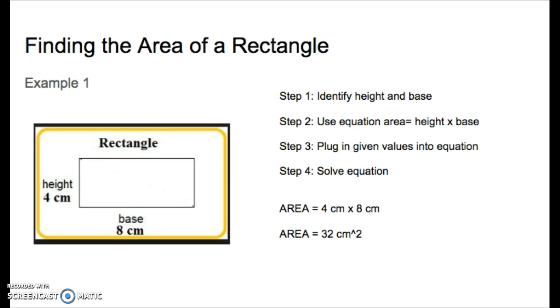For our first example, we have a rectangle. You're going to follow these 4 steps to find the area. Step 1 is you have to identify the height and the base of the rectangle. So here we have the height at 4 centimeters, the base at 8 centimeters. Then we're going to use the equation area equals height times base, or width times height, the same thing. Then you're going to plug in the given values into the equation, and then lastly you're going to solve the equation. So the area equals 4 centimeters times 8 centimeters, and here the given area is 32 centimeters squared.